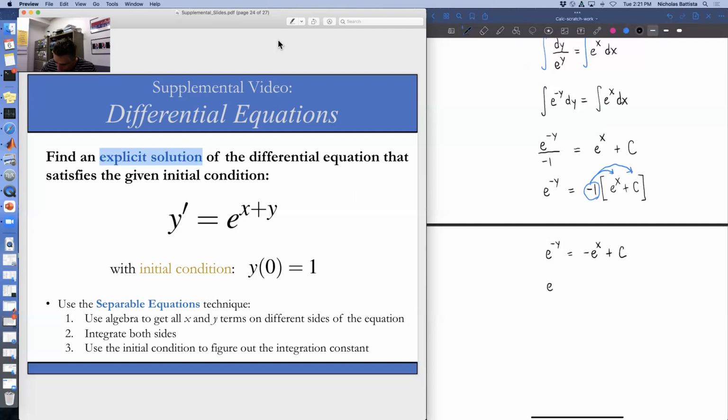So we can rewrite this as e to the minus y equals c minus e to the x. And at this junction, we have basically an implicit solution to our differential equation, because we have some function of y on the left equaling some function of x on the right. Now, we haven't used the initial condition yet, so we can go ahead and use that next, or we could solve for the explicit solution. What I want us to do is, at this point, use the initial condition.